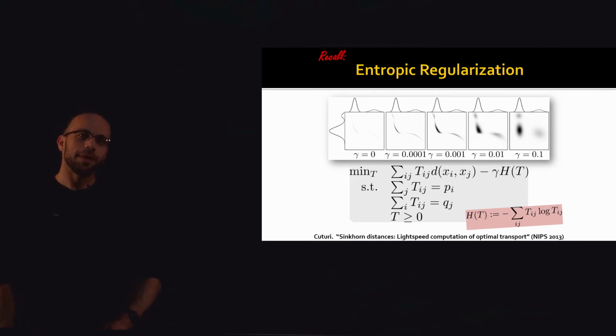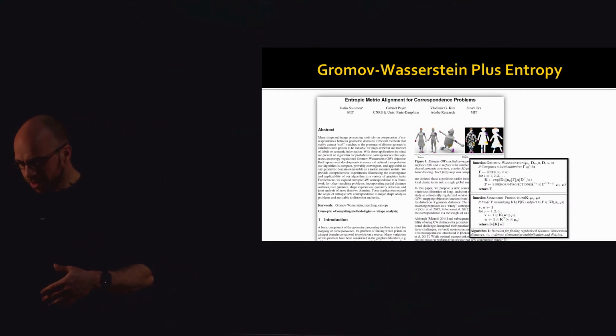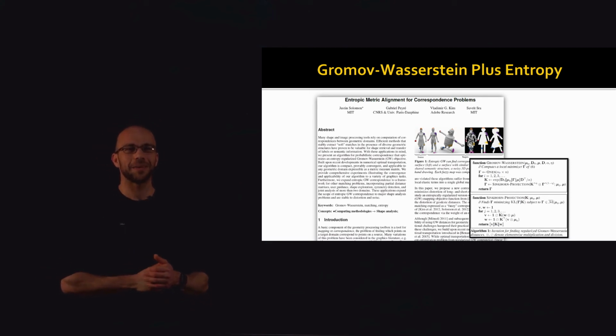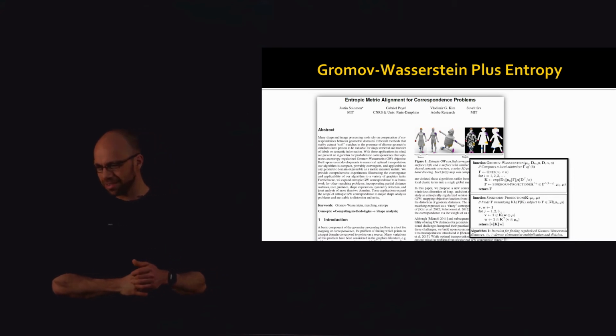So for example, remember that we covered this strategy of entropic regularization in the optimal transport lecture. We can entropically regularize the objective function in the Gromov-Wasserstein distance, and then what you end up with is this algorithm that I called the entropic metric alignment algorithm, which is basically a small extension of that Sinkhorn technique for entropy regularized optimal transport, and you can prove that it converges to a local optimum of this non-convex problem, which is pretty nice.